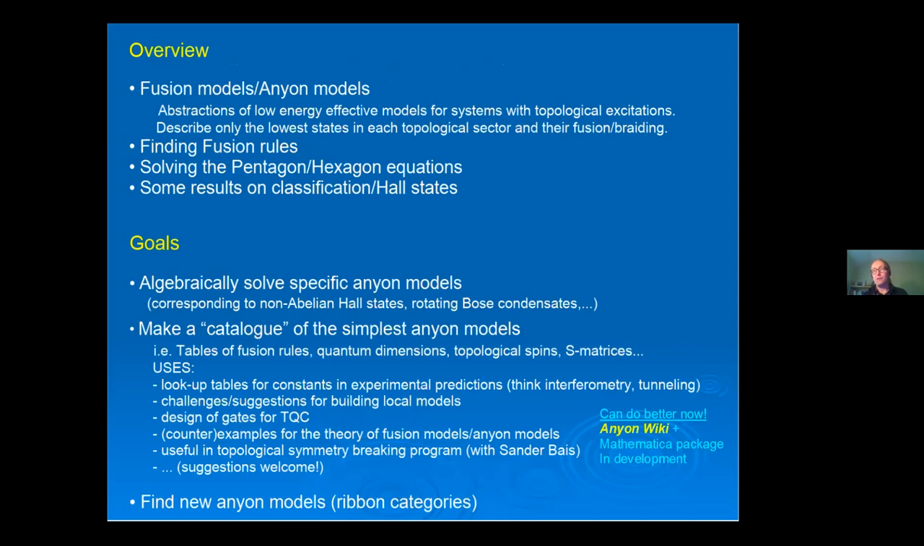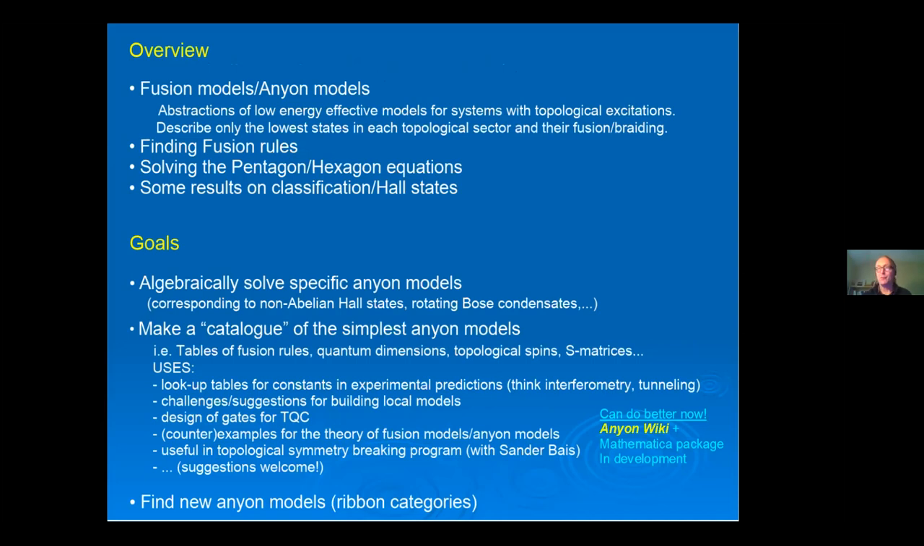This is the overview from the old talk. It's still somewhat appropriate and I won't spend too much time on it. So fusion models and ANI models are interesting abstractions of systems with topological excitations in physics. And what we're interested in doing is finding different sets of fusion rules.